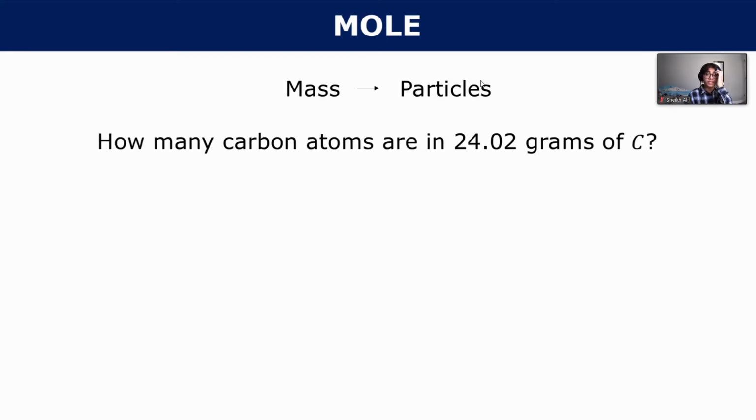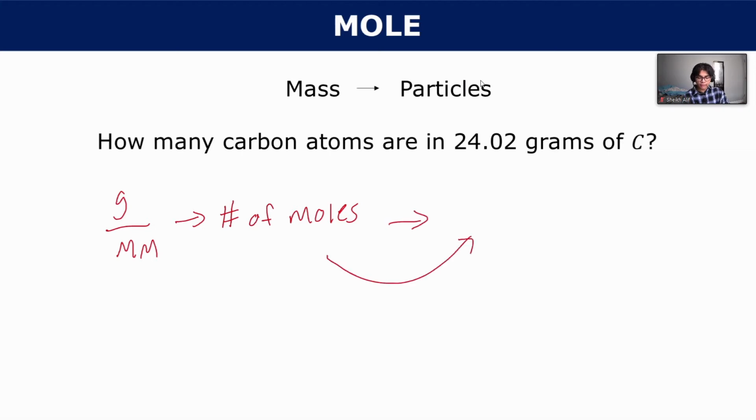So if we consider this problem right here, how many carbon atoms are in 24.02 grams of carbon, it seems kind of hard to do until you realize that you can just use moles. So let's think about it. If we have grams, the weight, and we divide it by the molar mass of the substance, in this case carbon, we are going to get the number of moles. And with the number of moles, we can turn that into the number of particles, in this case, the number of carbon atoms, by just multiplying by Avogadro's number. And that's going to give us the number of particles.